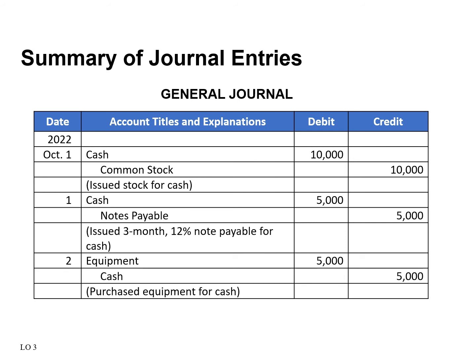The date of the transaction is entered in the date column. The account to be debited is entered first. The account to be credited is then entered on the next line and indented. The indentation differentiates debits from credits and decreases the possibility of switching the amounts. The amounts for the debits are recorded in the debit or left column, and the amounts for the credits are recorded in the credit or the right column. And lastly, a brief explanation of the transaction is also provided.